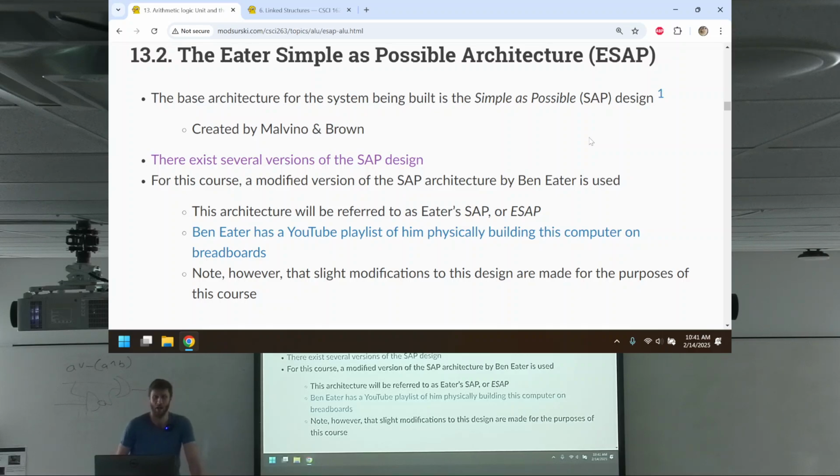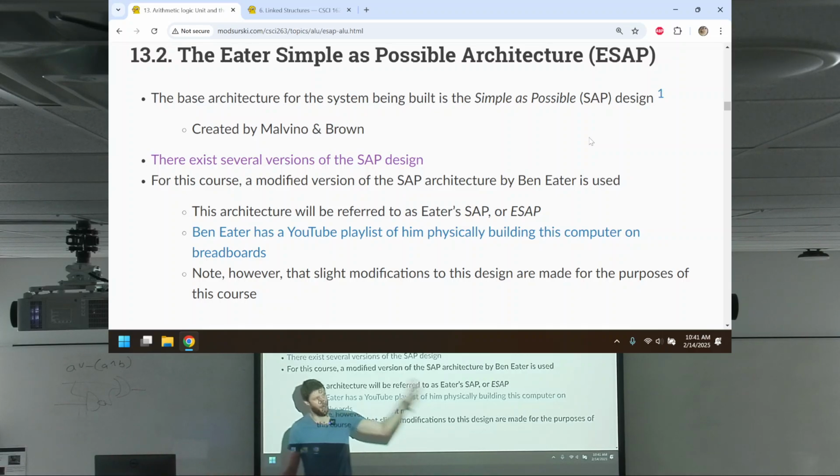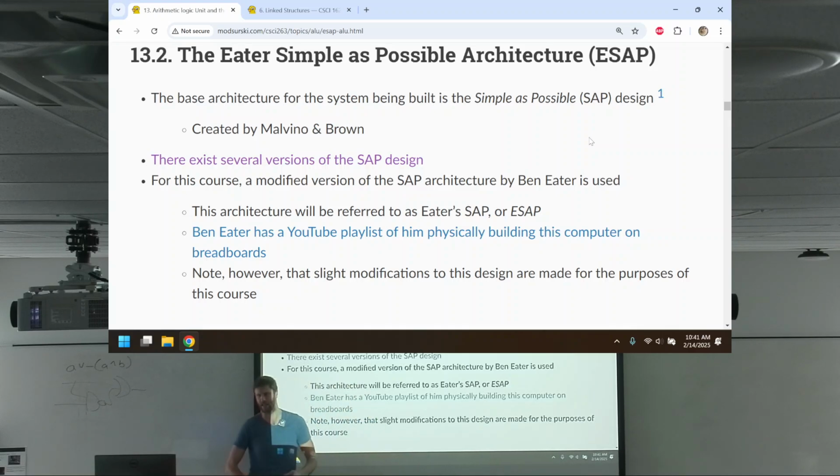All right? So at this stage, we've learned about all these components, and we started putting them together into modules, like a RAM module, registers, this adder, all of these different things. Now we want to start putting them together in a coherent system, and we're going to want a bit of a roadmap to do that. We're not reinventing the wheel. We are going to be learning about how these computers work with a roadmap, and the roadmap is going to be this simple as possible design, or ESAP.